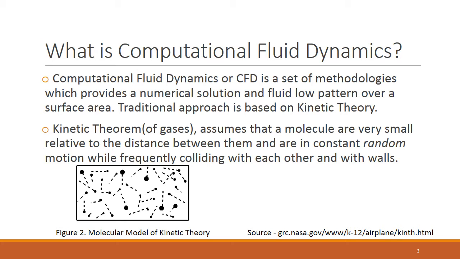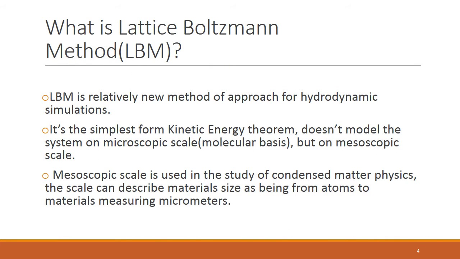So let's create an order in this random motion, so at least we have a basis, something like, if I do this, I know this will happen. That's what I was going for. So let's begin to create an order in this random motion. That's why the lattice Boltzmann method comes in.